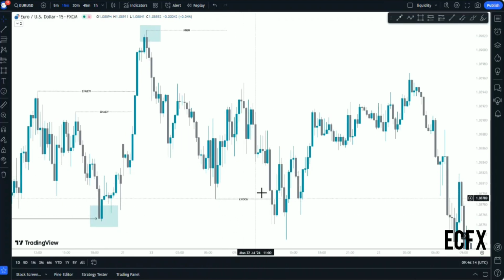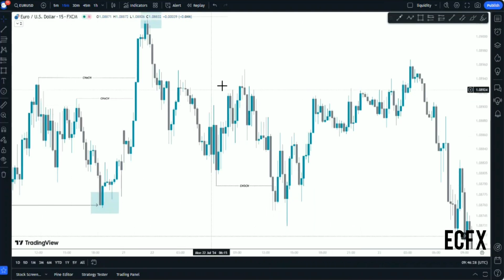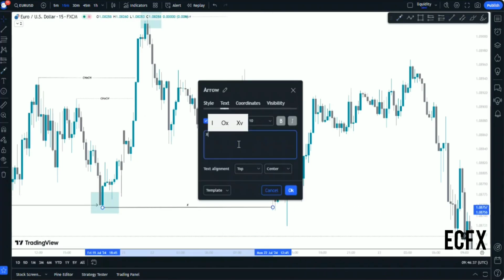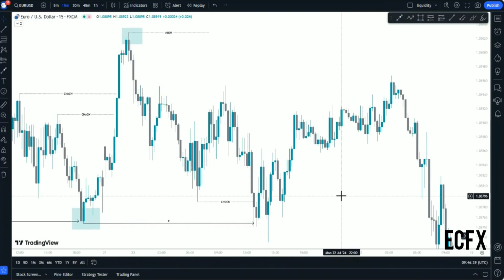Price changed character. This I would have considered a change of character because this was my most recent low before price retraced back up, tapping into a zone, taking out that previous low, and then as well price swept liquidity on the previous low. So we call that X, liquidity taken becomes X.